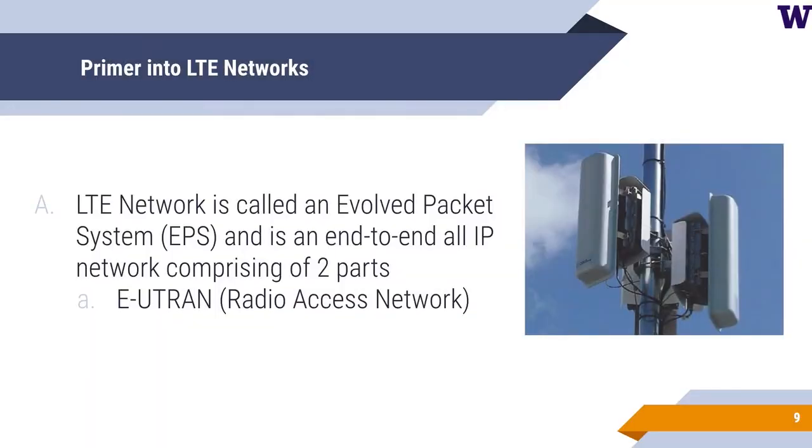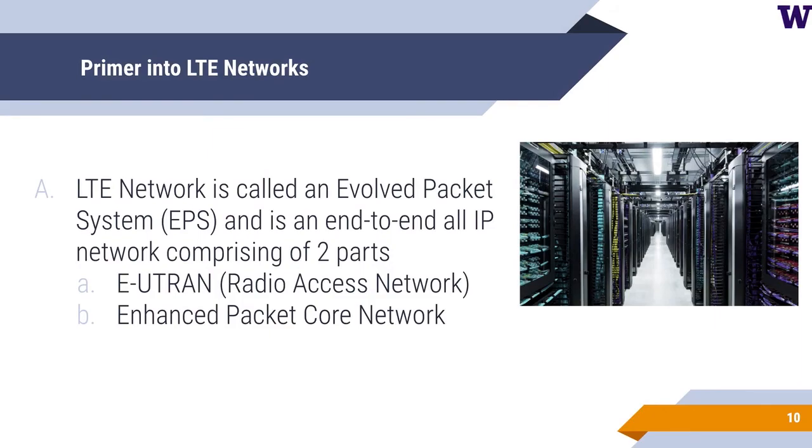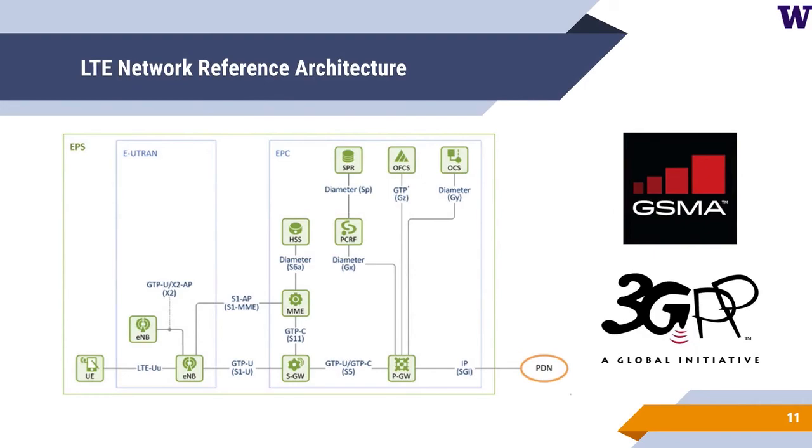Before we go into how we tried to answer that question, let me take you through a quick introduction to the LTE networks. An LTE network is an end-to-end, all IP-based network, which consists of two parts. The first is the radio access network, which is the collection of base stations and wireless communication infrastructure. And the second is the enhanced packet core, or the EPC, which is the core network to which these radio access networks are actually connected. The LTE network architecture is a large, complex beast, and the interoperability of these networks worldwide is due to the standardization of the protocol by GSMA and 3GPP.